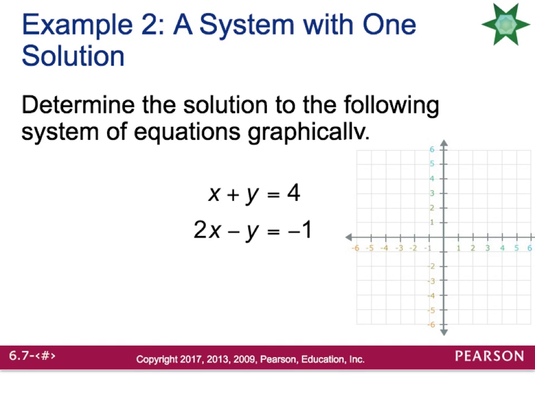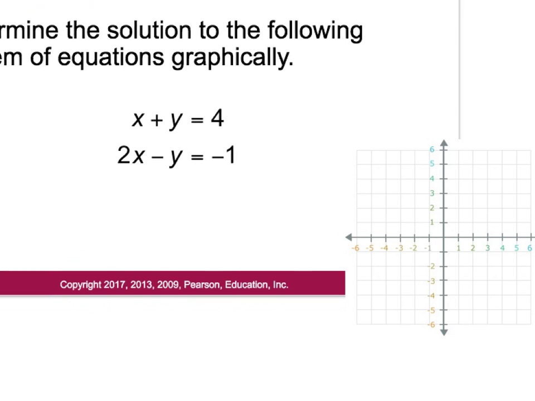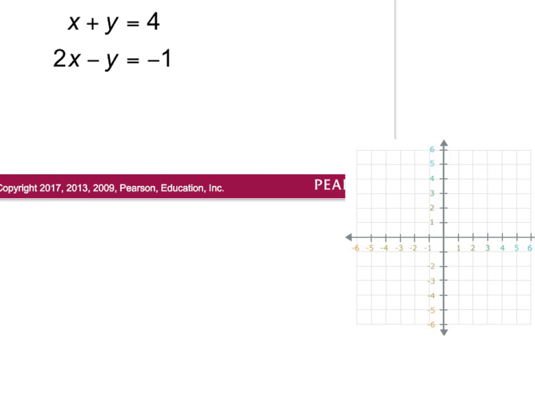So let's try to graph a system of equations and solve it. The first equation they've given us is x plus y equals 4. Now, I personally like to solve for y when I graph my equations because I like to use slope-intercept form. So I'm going to take x plus y equals 4 and I'm going to isolate my y by subtracting the x from both sides. So my first equation is y equals negative x plus 4.